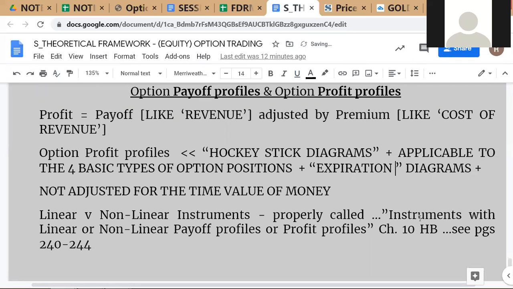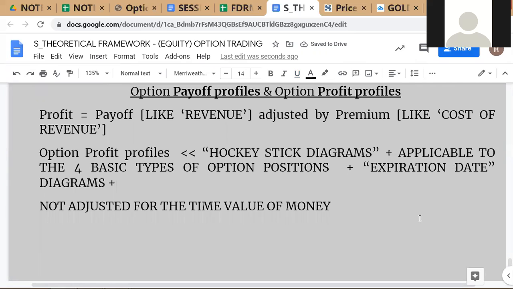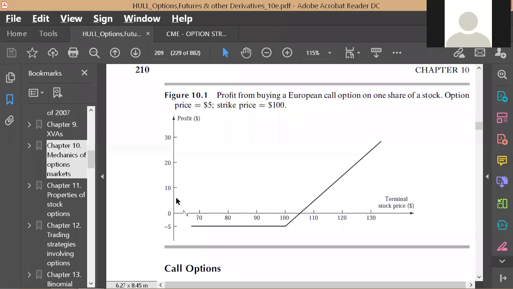Okay, so we'll make it even clearer. Expiration date diagram, which means these diagrams are drawn up, this is essentially a scenario analysis on the expiration date. By imagining that you are already at the expiration date, you do a scenario analysis for the expiration date. If the stock price is here, what is my profit here, whatever it is, okay? So the entire exercise of the hockey stick diagrams is an imaginary exercise visualizing the expiration date. It's a scenario analysis for the expiration date. Is that clear?